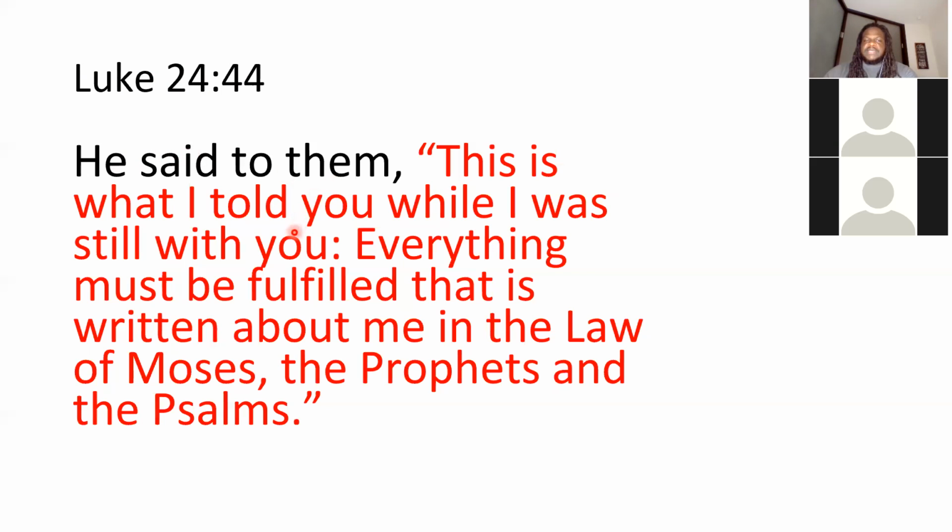And this is Jesus talking about the prophecy he's fulfilling. And he said to them, "This is what I told you while I was still with you. Everything must be fulfilled that is written about me in the law of Moses, the prophets, and the Psalms." So when Jesus says things that are prophesied about me, he talks about three different bodies of work: the law of Moses, the prophets, and the Psalms. What is Jesus referring to?